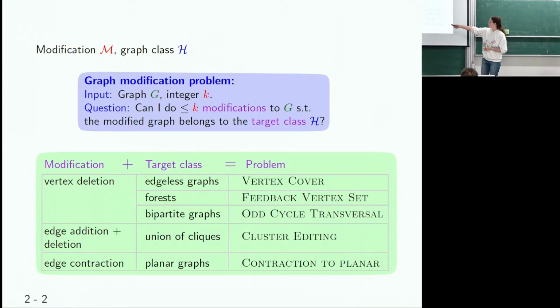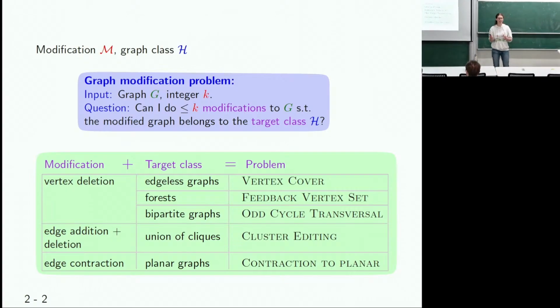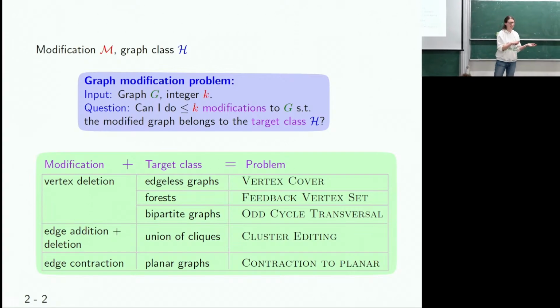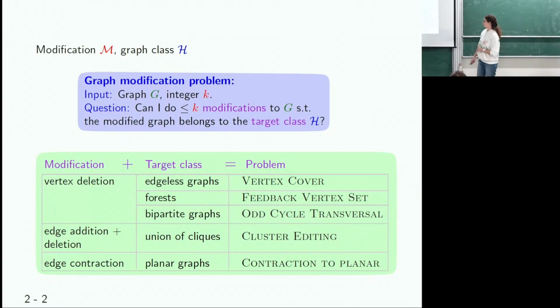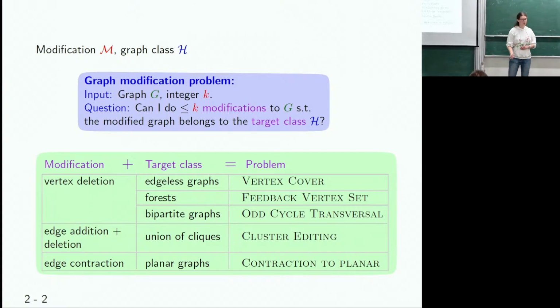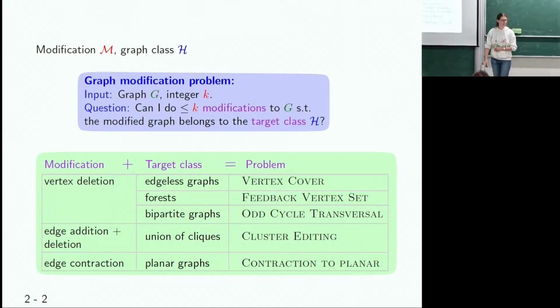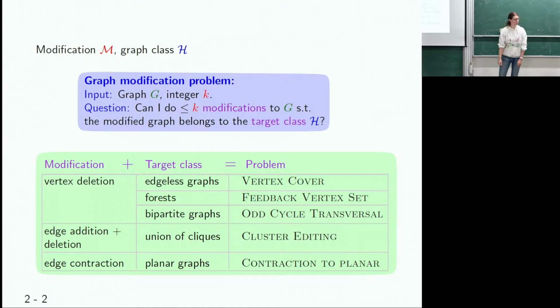And you can even do some kind of modification where you say, okay, the modifications I'm allowed are adding edges and removing edges, so you can mix several of them, and still this is a modification problem. So for instance, if you can add and remove edges and your target class are union of cliques, this is cluster editing. So you can take any kind of modification you want, any target class, and this gives a new problem.